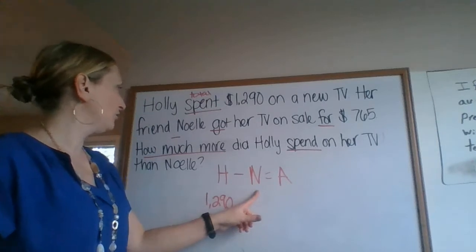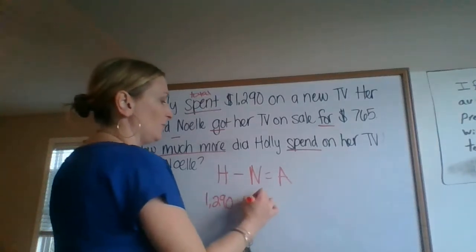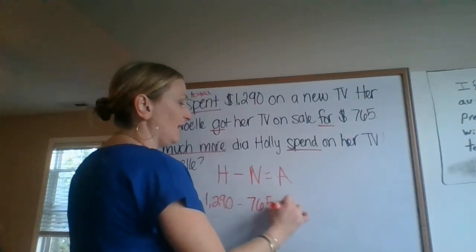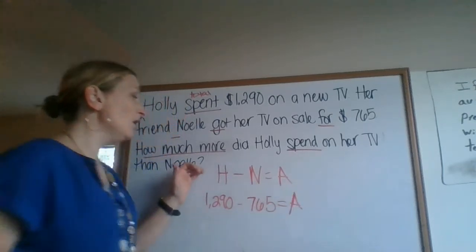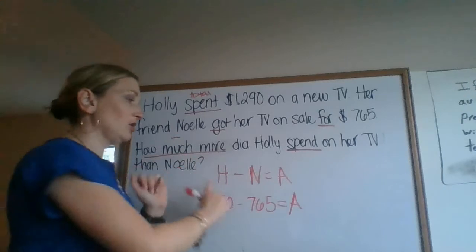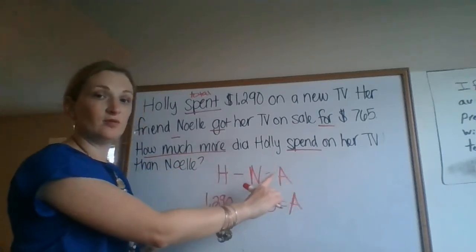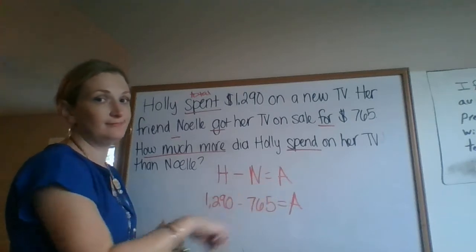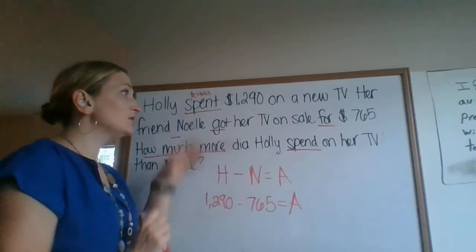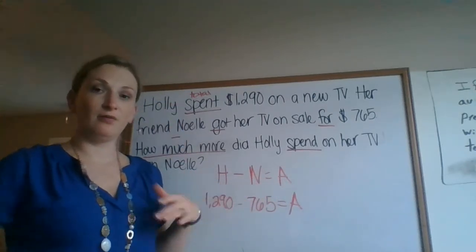We do know Noelle's number, 765. Do we know the answer? No. This is what we're solving for. So this is 100% just a variable sentence, and then we go in and we plug what we knew, and then we solve. Okay? So this was, again, the example that was on the bottom of the homework.